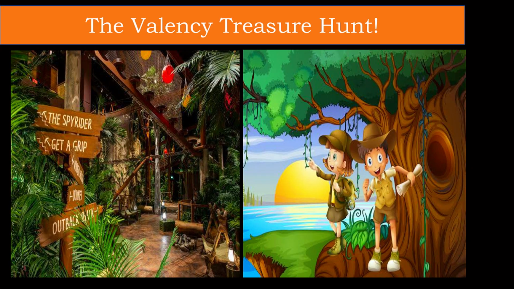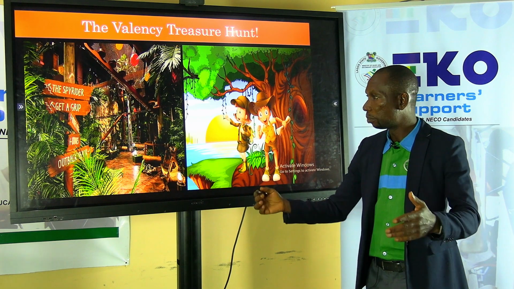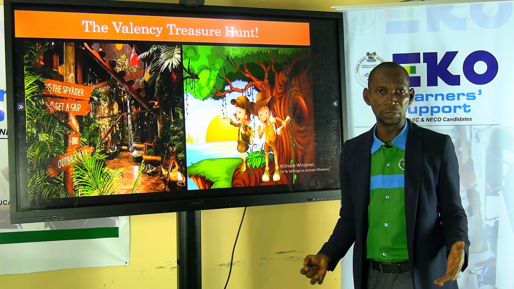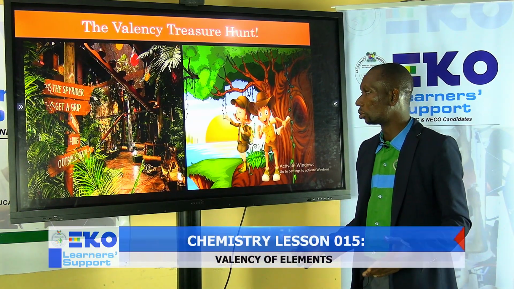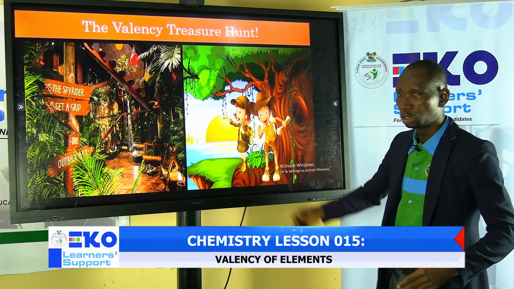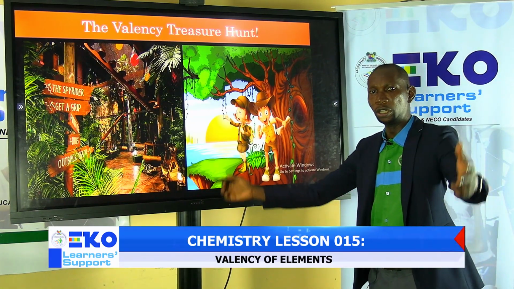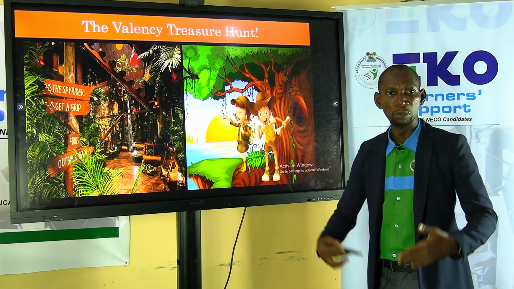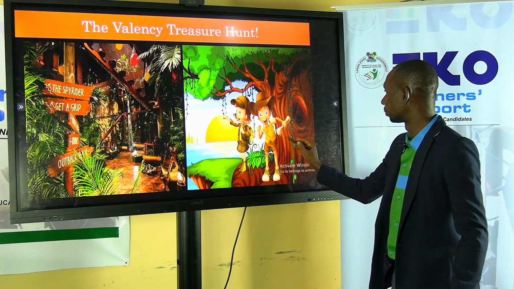Now, the valency treasure hunt. Okay, now I want you to imagine that you have been given a task to look for a treasure. So everybody is supposed to get 8 cowries. Okay, and once you're able to do that, you become happy. So this is the treasure that you and your friends are going to explore. And let's see how you're going to use this to be able to learn the valency.